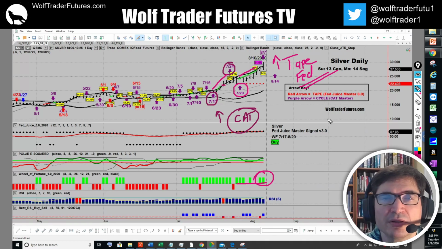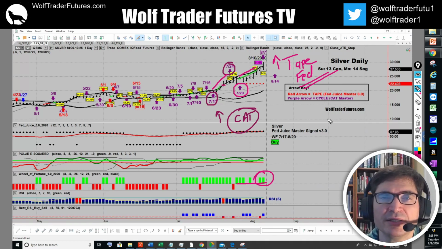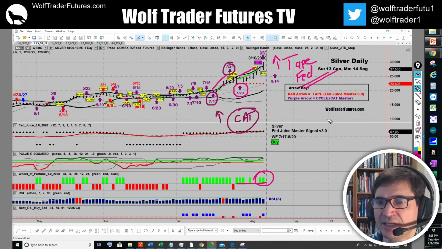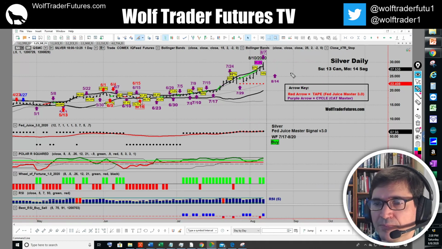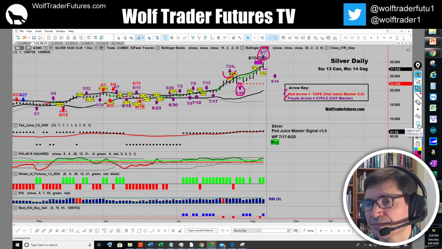Now, the problem with taking a cycle like the cat is that sometimes they can be plus or minus a day. I've gone back and forth with this. It's really tough to call. There's an orb in there. So if it says the 7th, like here on the 7th, and that's on the close, it actually reversed first. But if you think about it, these were all called in advance, which is pretty good. So I'm aligning this red arrow with the purple arrow, which is the Fed and the cycle.